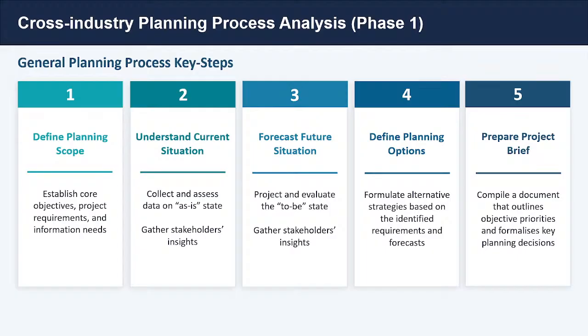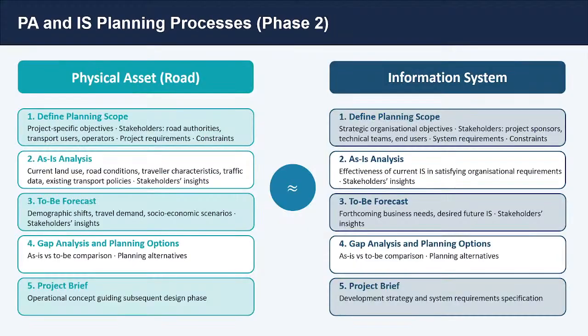The result of the first phase, the cross-industry planning process analysis, is a general planning process composed of 5 key steps. These are: define the planning scope, understand the current situation, forecast future situation, define planning options, and prepare a project brief.